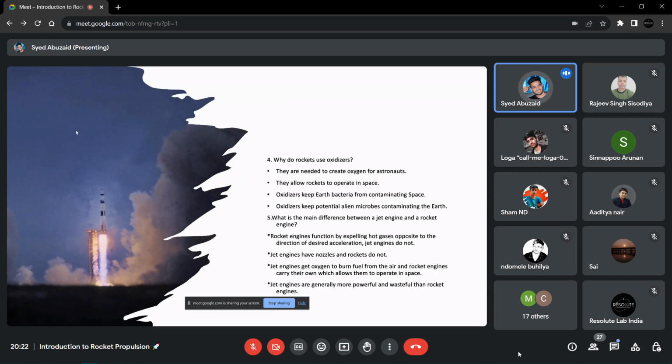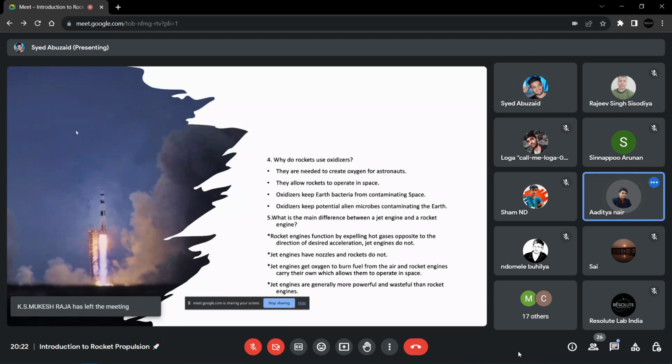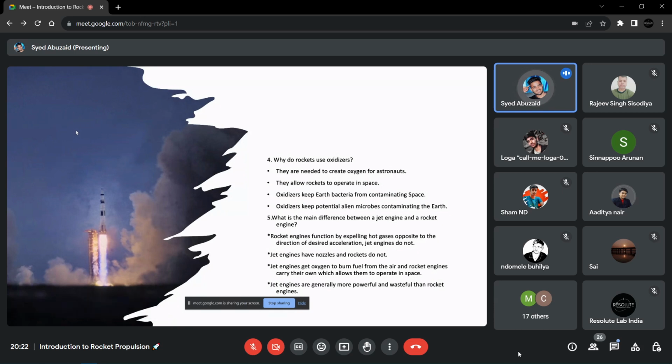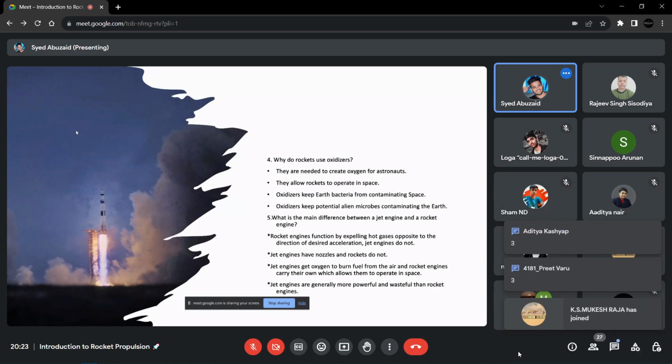And the fifth question is, what is the main difference between a jet engine and a rocket engine? A jet engine uses air for its supply of oxygen. The first option: a rocket engine functions by expelling hot gases opposite to the direction of desired acceleration, jet engines do not. Second, jet engines have nozzles and rockets do not. Third, jet engines get oxygen to burn fuel from the air, and rocket engines carry their own, which allows them to operate in space. Fourth, jet engines are generally more powerful and wasteful than rocket engines. Which one is the right answer?